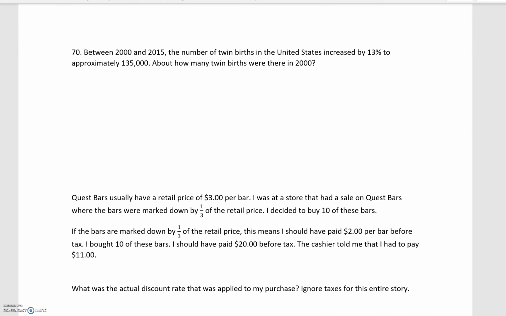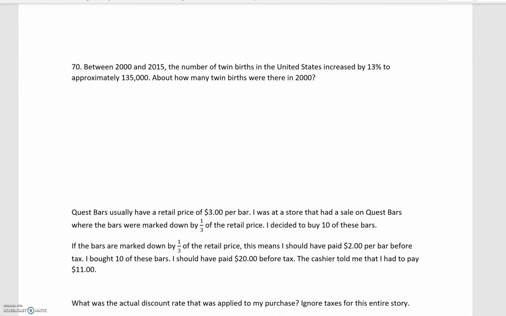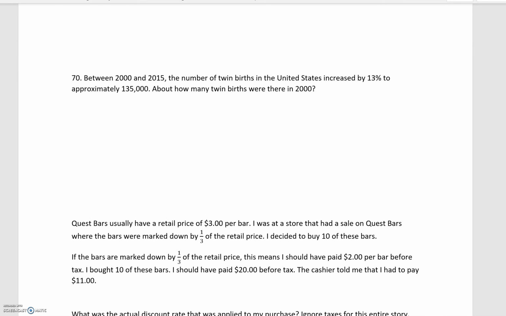Between 2000 and 2015, the number of twin births in the United States increased by 13% to approximately 135,000. About how many twin births were there in 2000? Okay, so this is another problem where we're definitely dealing with a percent increase, right? So we're trying to find the original amount of twin births. We know that from 2000 to 2015, the number of twin births increased by 13%.